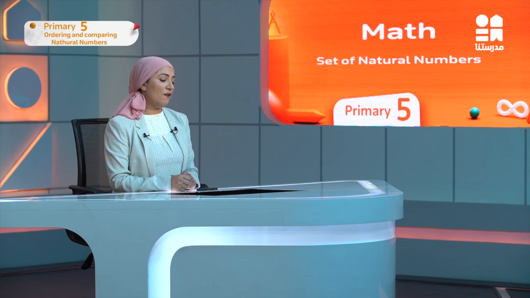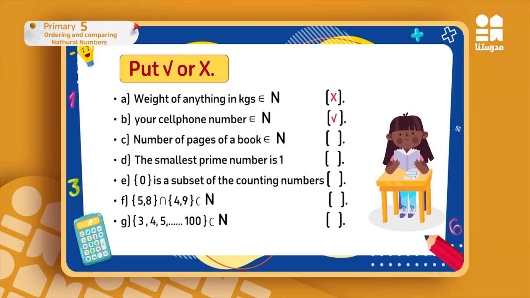The number of pages of a book. You never find in your book the page 1.5, 7.5. We always have them as whole numbers, 1, 2, 3, 4, 5, and so on. So of course the number of pages of a book belongs to N, so it's tick.